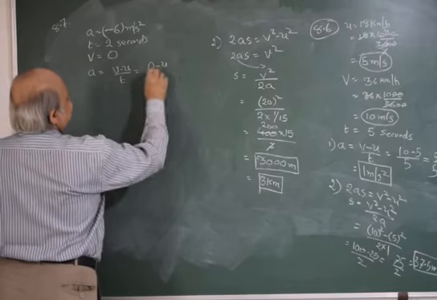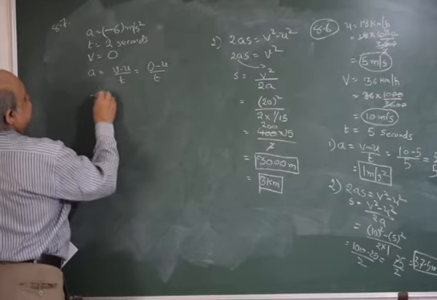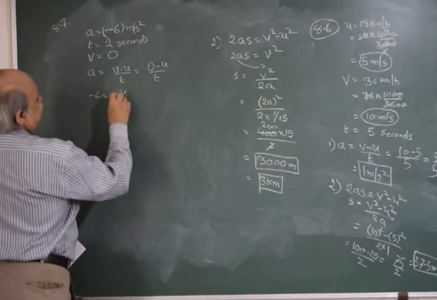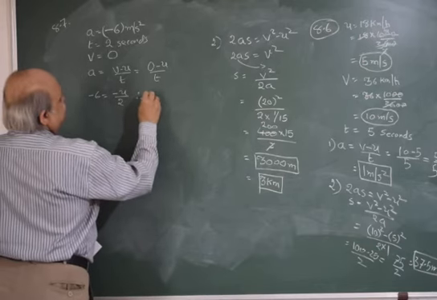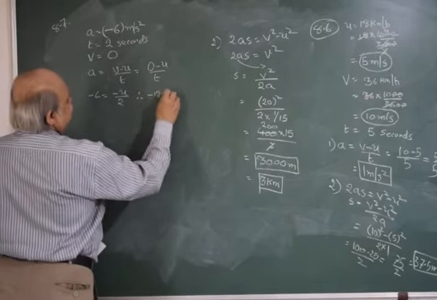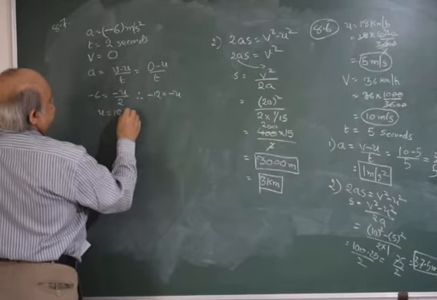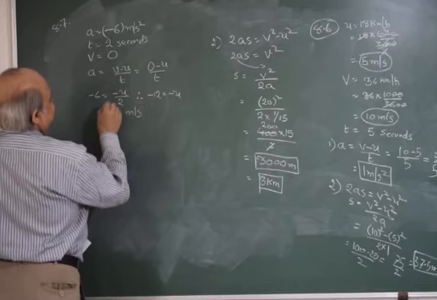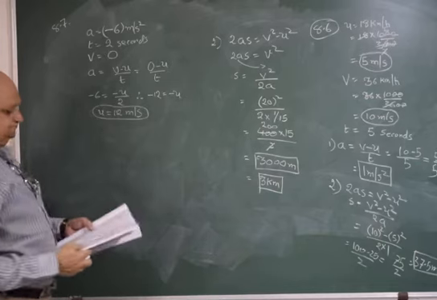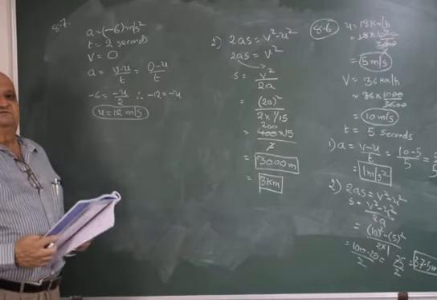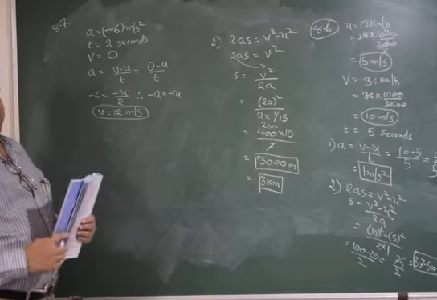Zero minus u upon t. So we have minus 6 equal to minus u upon 2. Therefore, minus 12 is equal to minus u, and therefore u will be equal to 12 meter per second. Now once we get the u, finding distance is very easy.